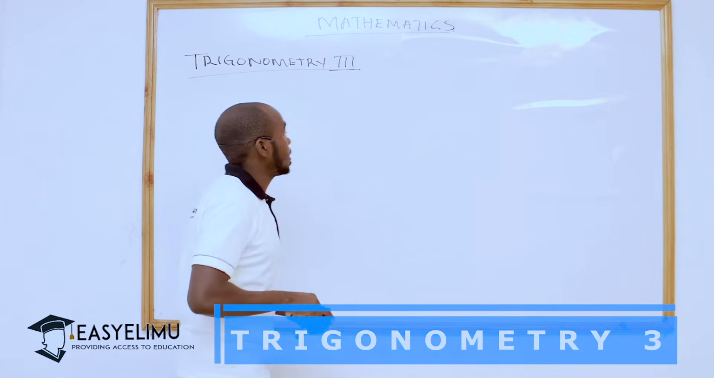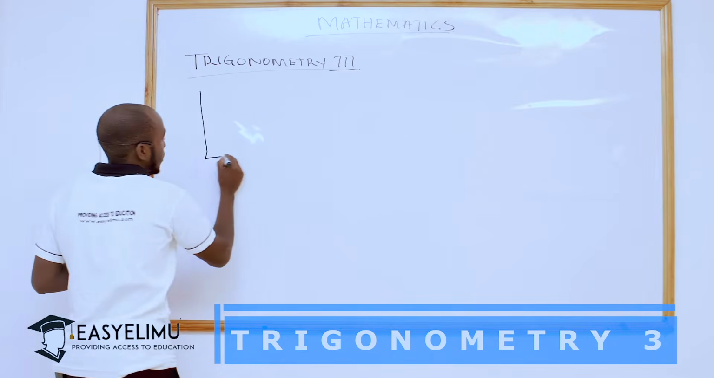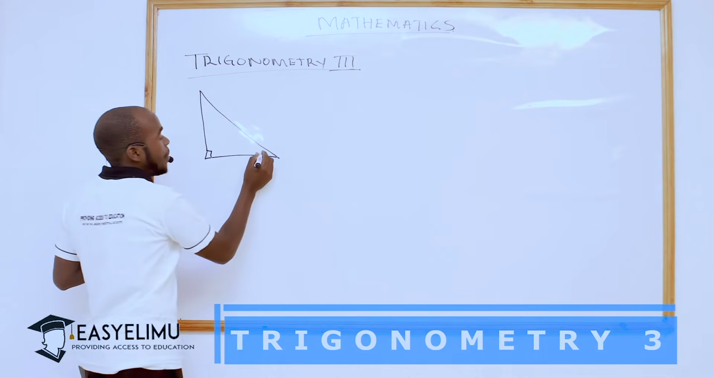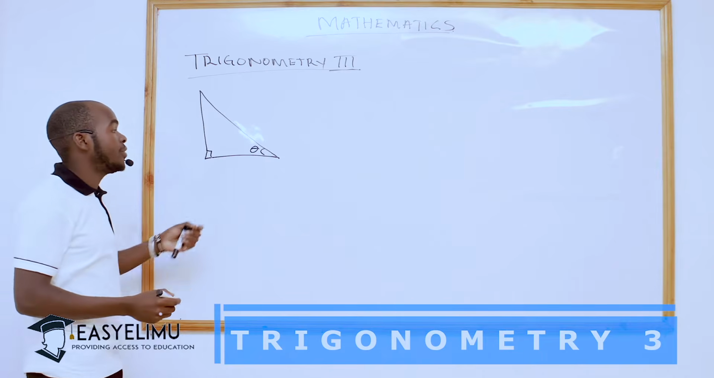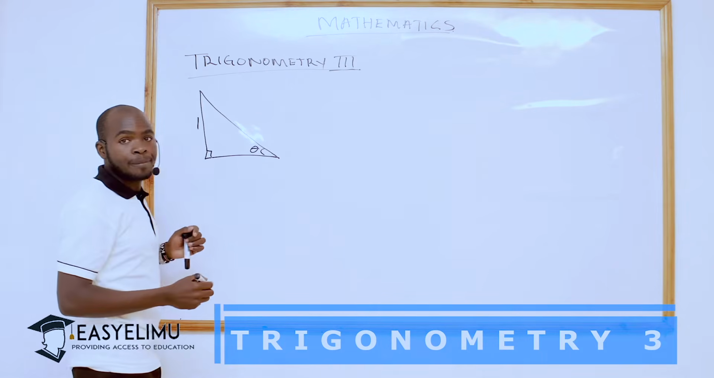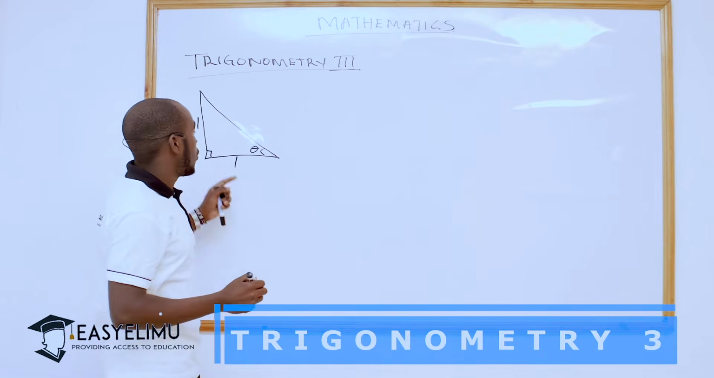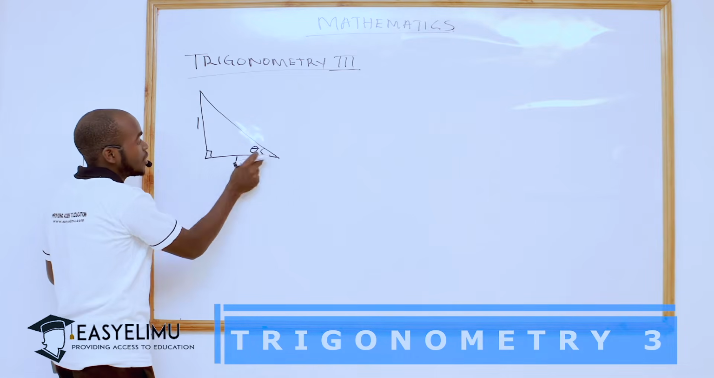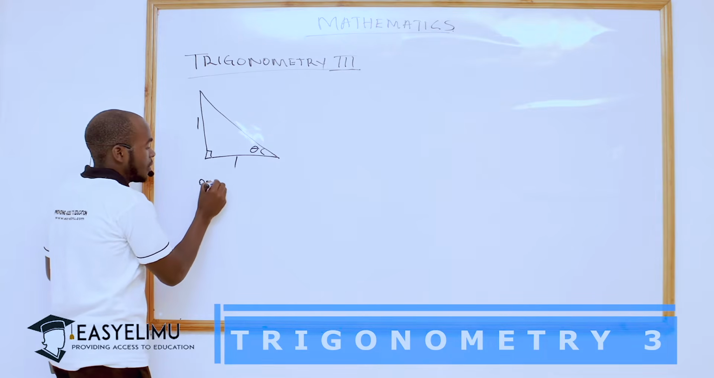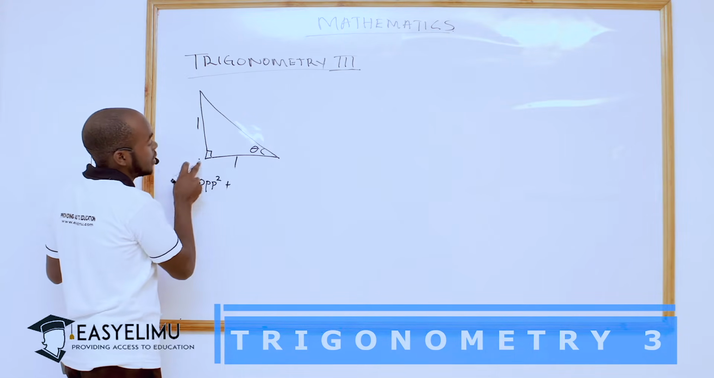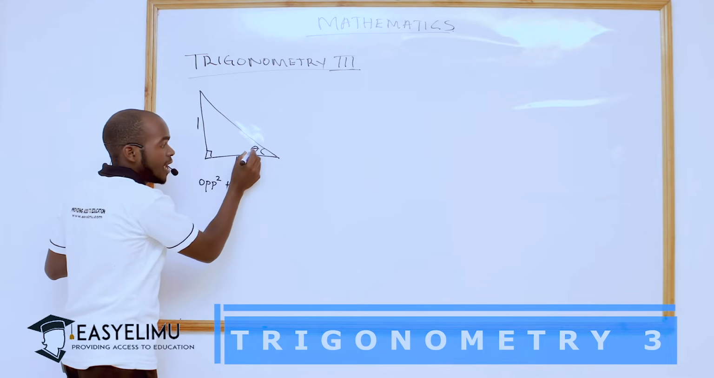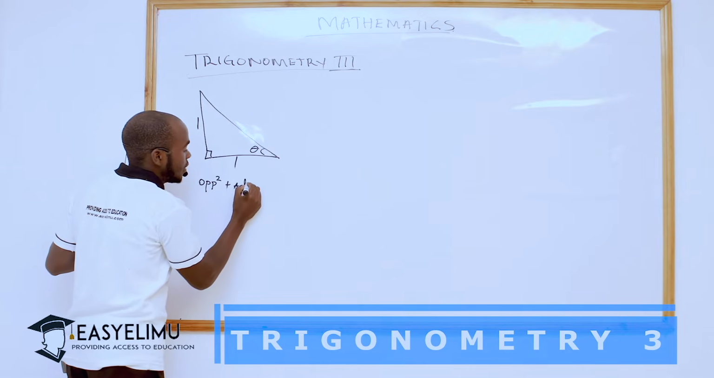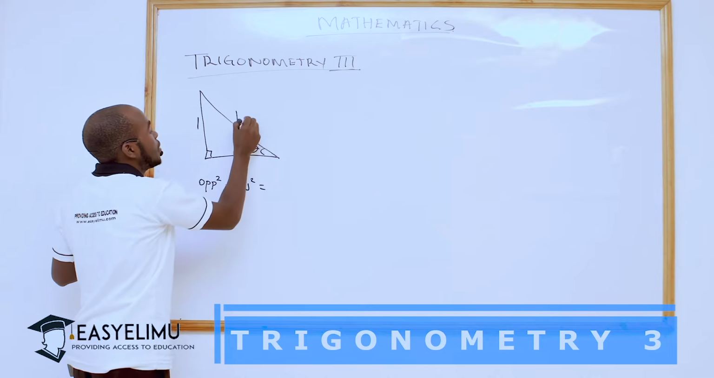We can do a review of it, whereby we had a right angle triangle with an angle theta. Given this side as 1 and the other side as 1, we can find the hypotenuse of the triangle by taking the opposite of the angle, squared, plus the adjacent of the angle, squared, which will give us our hypotenuse squared. This is the angle theta.